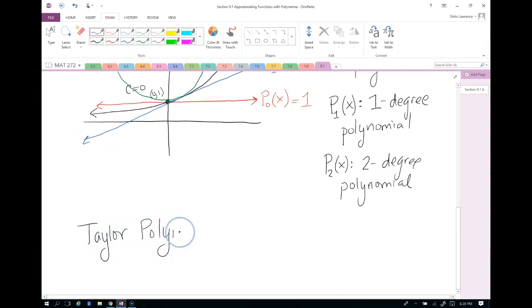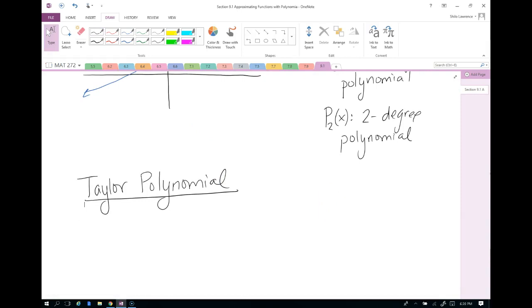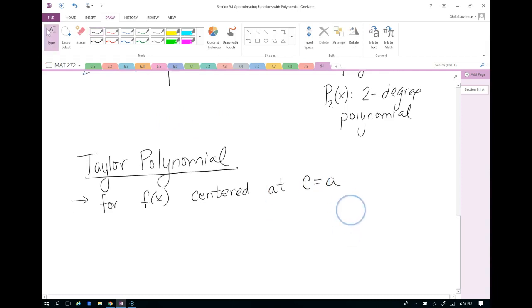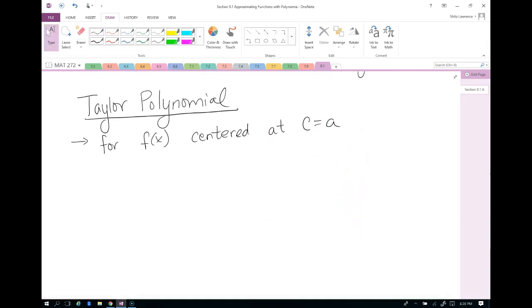And the formula can look pretty overwhelming, but once I explain it a little bit, it's not too bad. So if we want to find the Taylor polynomial for f of x centered at c equals a, this is what Taylor says we need to do.